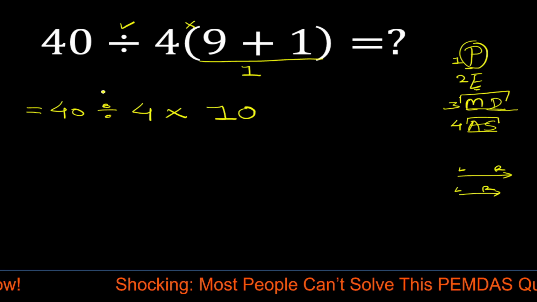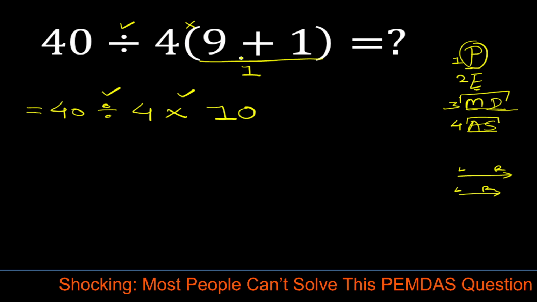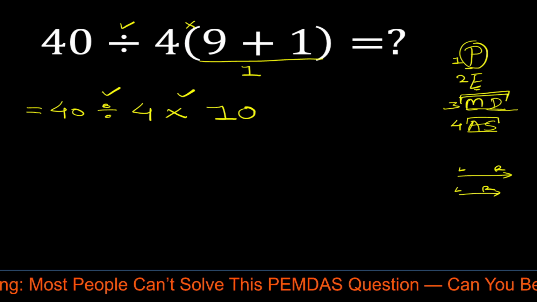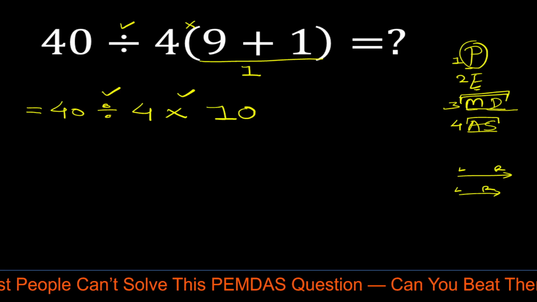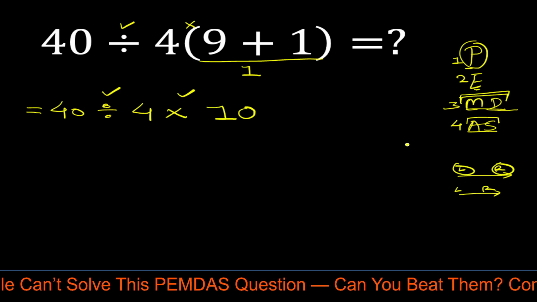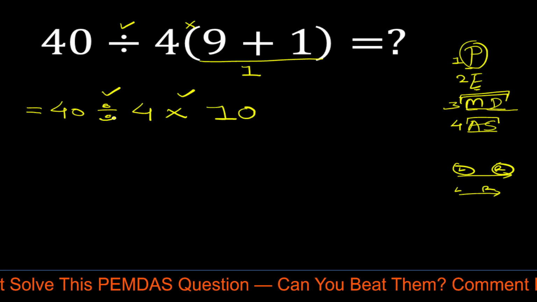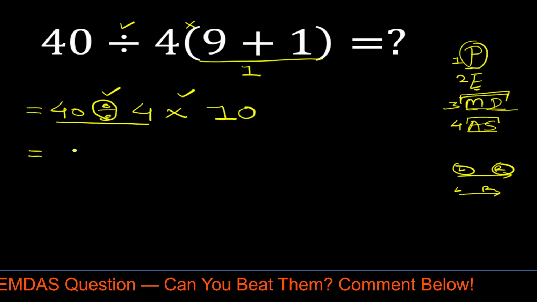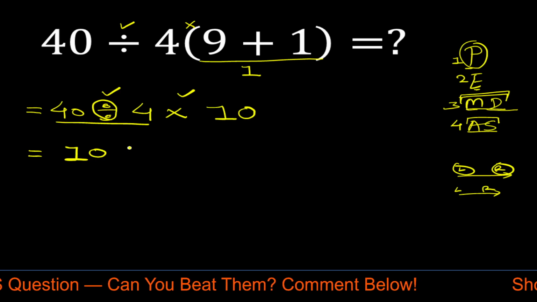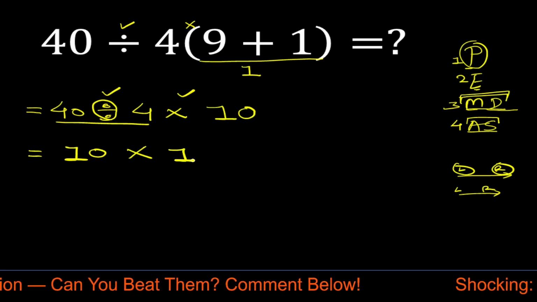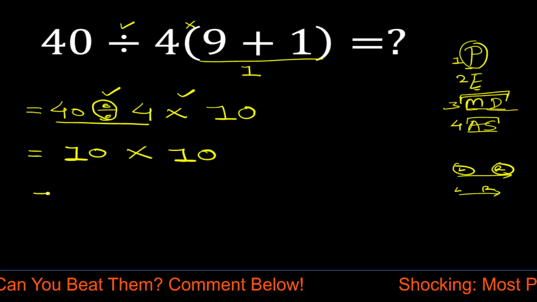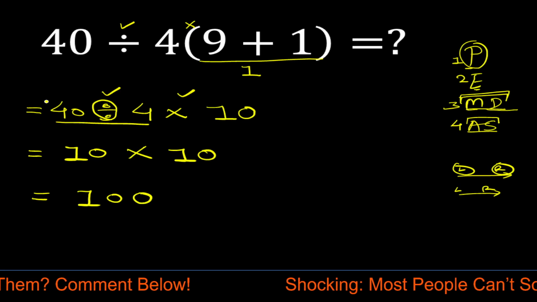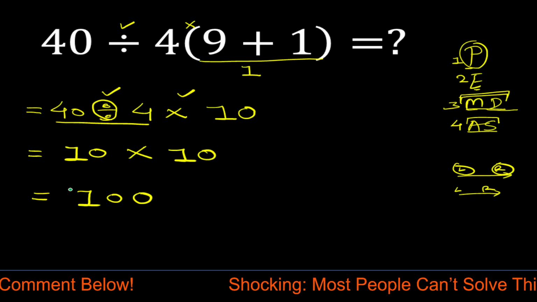So now here we have one division and here multiplication. So multiplication and division both have equal priority, so we have to solve it from left to right. So first we have to solve this division, right? So 40 divided by 4 is equal to 10 times 10. Now 10 times 10 is equal to 100, right? So the correct answer is 100.